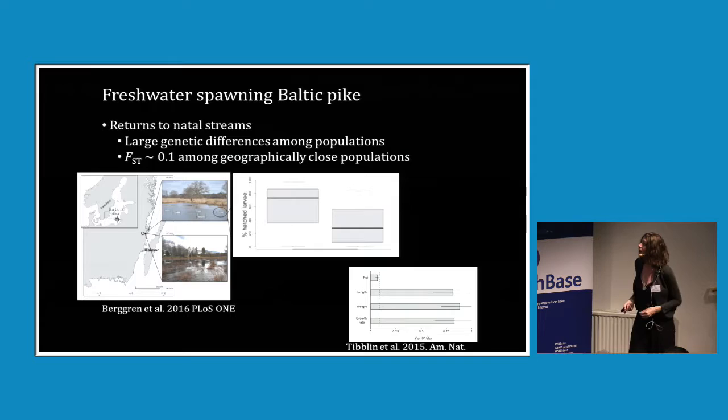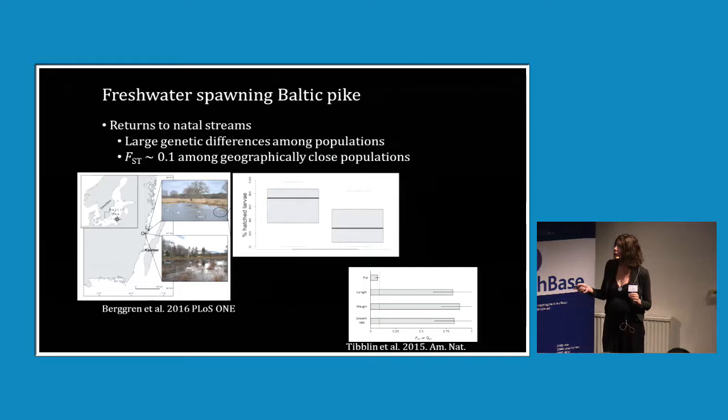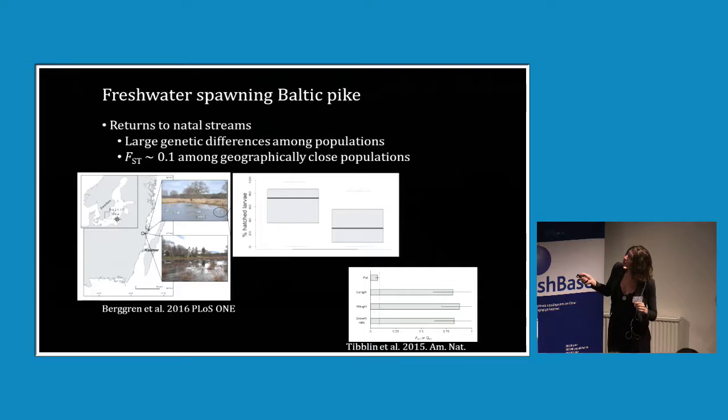And also, in these streams, it has been shown that there is local adaptation to these streams. For example, here is an example of how many larvae hatched. In the native environment, and these are translocated individuals, they have a much lower hatching success.